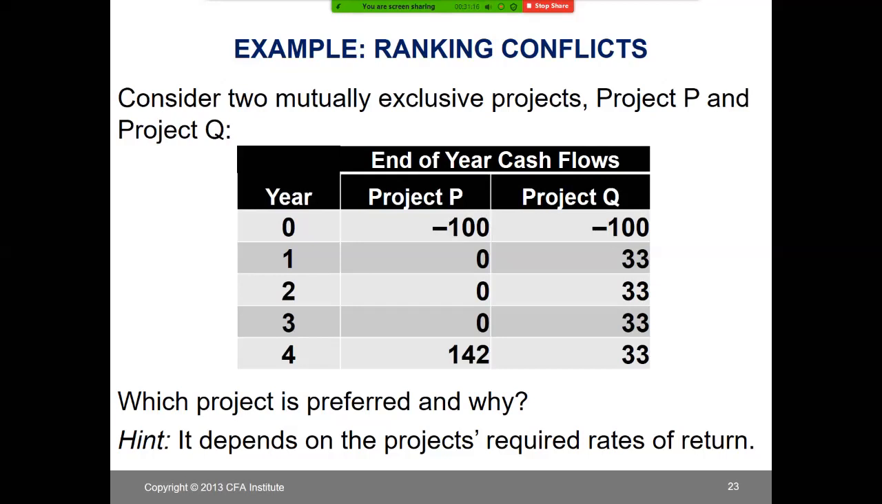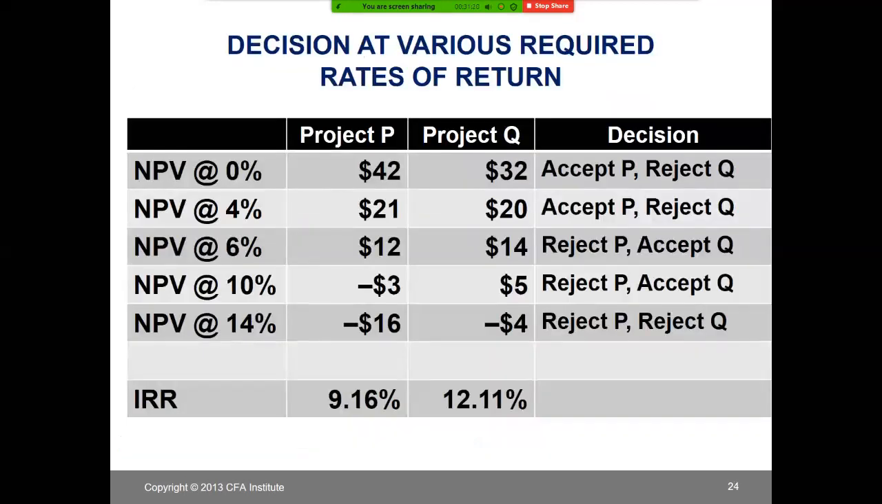So you have to calculate NPV and IRR. Let's calculate what's going to happen. Let's see. For Project P, we tried a 0 interest rate here. Our NPV becomes 42 for P, and Project Q becomes 32. But before coming to the evaluation of the NPV, let's look at the IRR.